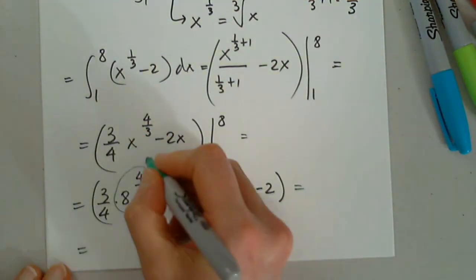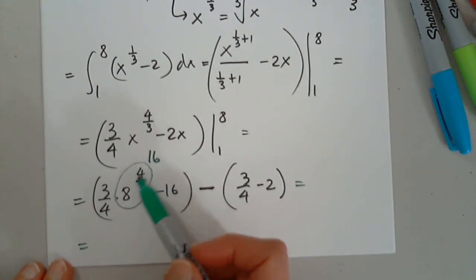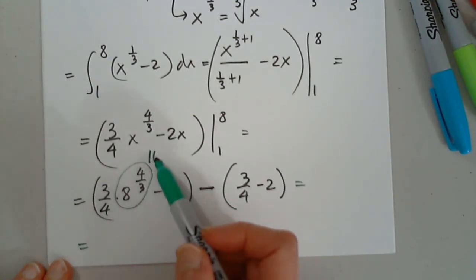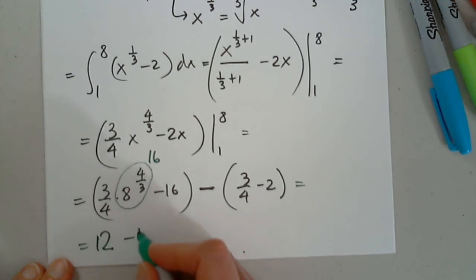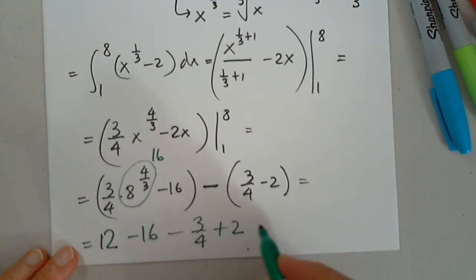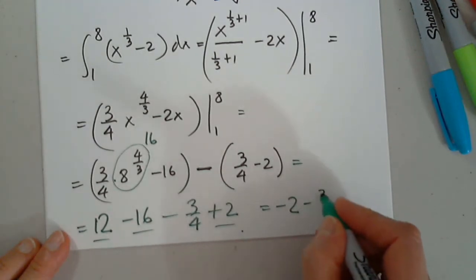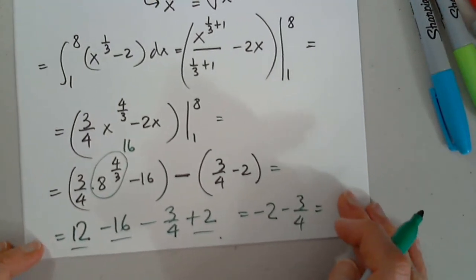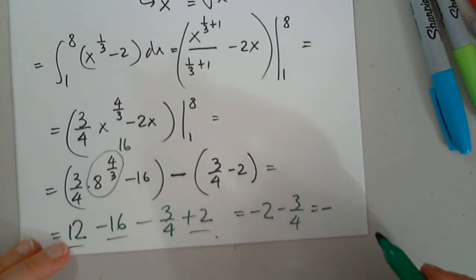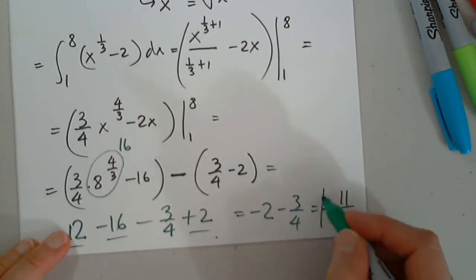So this is 16. So 3 over 4, 16. So I simplify 4 and 16, I get 4. So this is 12. Minus 16. Minus 3 over 4 and plus 2. So of course I'm going to calculate these first. So 12 plus 2 is 14. 14 minus 16 is -2 minus 3 over 4. So this is a negative number. 4 times 2 is 8 plus 3 is 11 over 4.